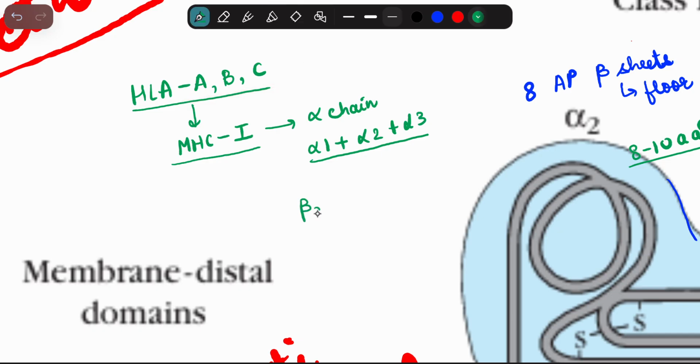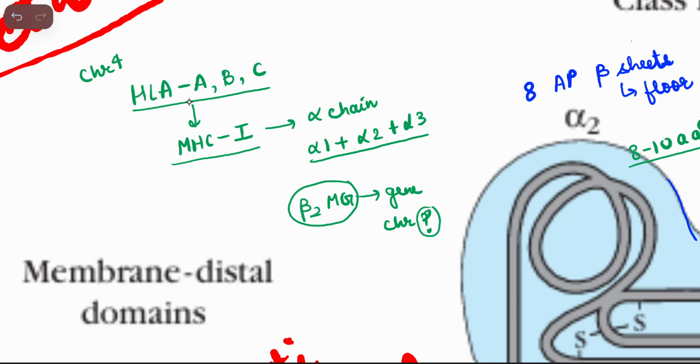When I talk about the beta 2 microglobulin, it is coded by some other gene, on some other chromosome. Let's put a question mark. So on chromosome 6, the three genes HLA A, B and C, which we were talking about in the last lecture and which code for MHC class 1 molecule, are actually coding for only the alpha chain of that protein. The beta 2 microglobulin has to be coded by another gene which is located on some other chromosome. So this is the whole of what we are talking about for MHC class 1.